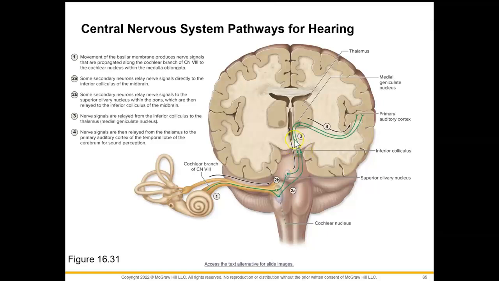So from there, we are going to move into the thalamus and synapse at a specific nucleus, which is the medial geniculate nucleus. Remember, in the eye pathway or the vision pathway, it was the lateral geniculate nucleus. So make sure you know the difference and the specific nucleus that it synapses with in the thalamus. So from here, we are then going to travel over with another neuron to our primary auditory cortex so we can interpret that sound.